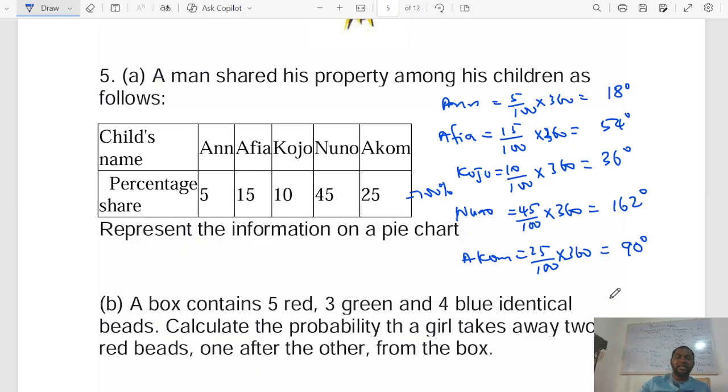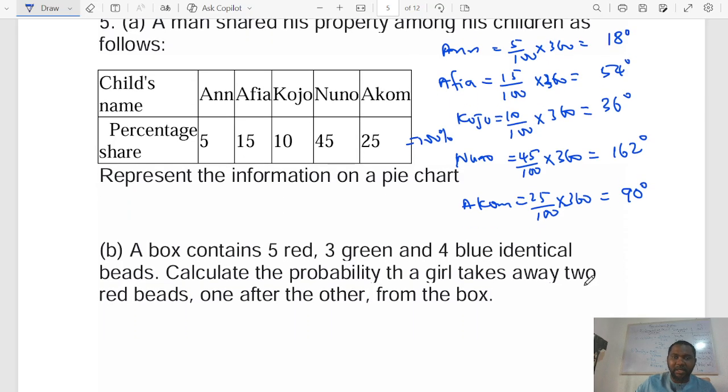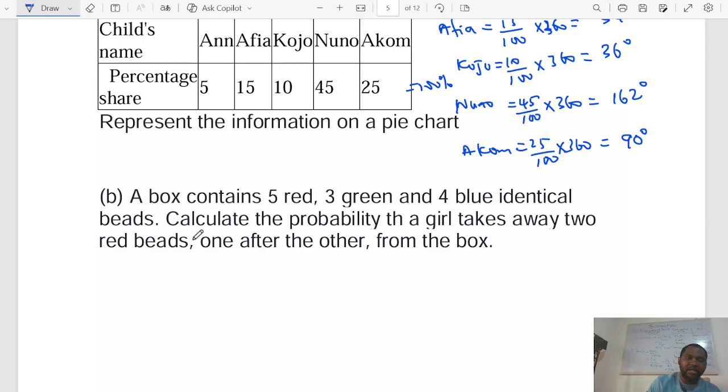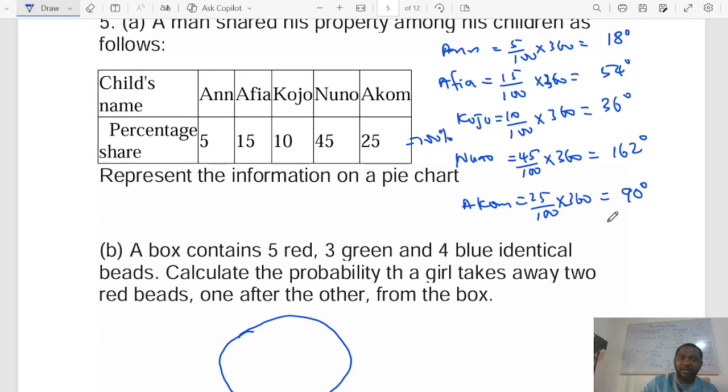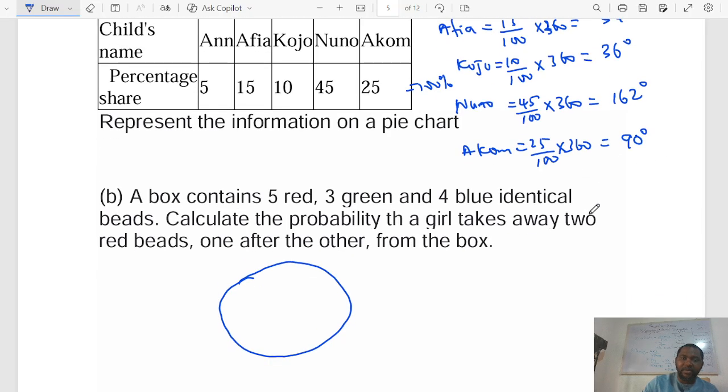Now to represent this in a pie chart, it may be wise for us to use a protractor. You draw a circle like this with your compass, then take your protractor and measure each of these angles. First of all, if you sum up all these angles, it's going to give you 360. So Akom is 90 degrees. 90 degrees is something like this.